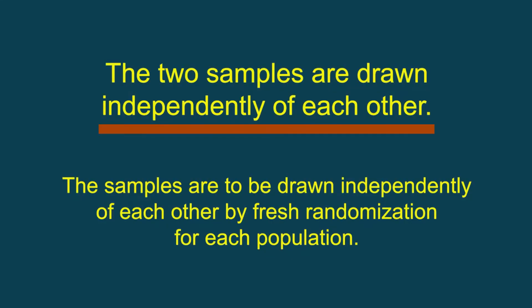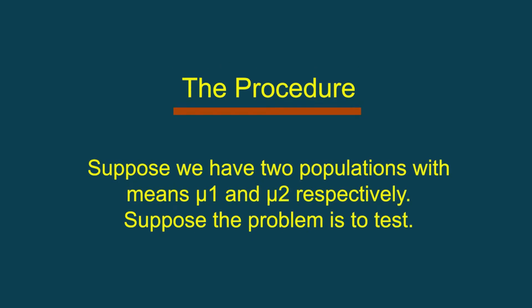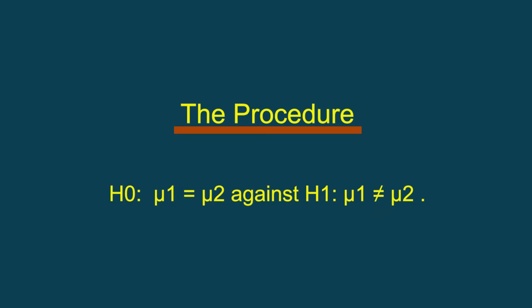We now go into the actual procedure of the t-test. Suppose we have two populations with means mu1 and mu2 respectively. And we will consider the two-sided problem here. The one-sided problems may be discussed simultaneously. So we will test H0: mu1 equals mu2, that means the two population means are the same, against H1: mu1 not equal to mu2, that is, the two population means are different.